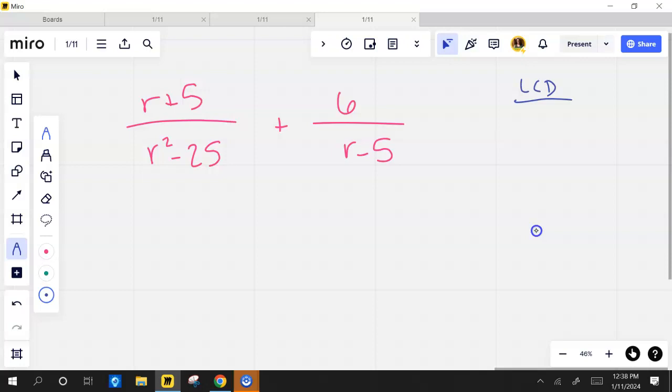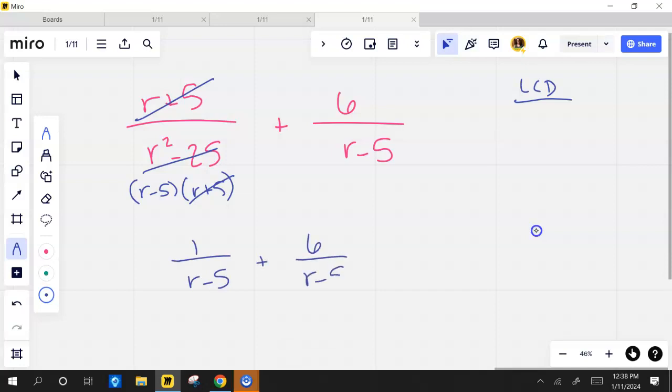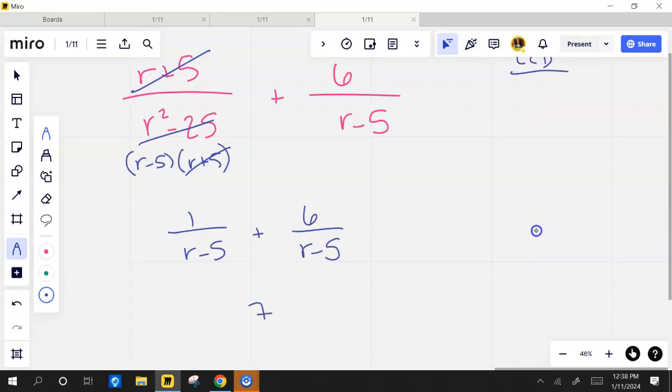Okay, let's go along this thought process here. Let's say this is difference of 2 squares. This is R minus 5, R plus 5. You can put it in parentheses. This one you can't cancel. What is the common denominator? It's already there, actually. It's just the R minus 5. So this would just be 7 over.